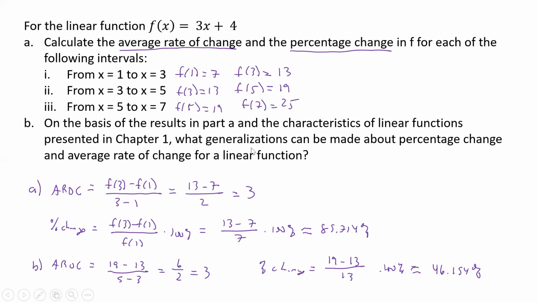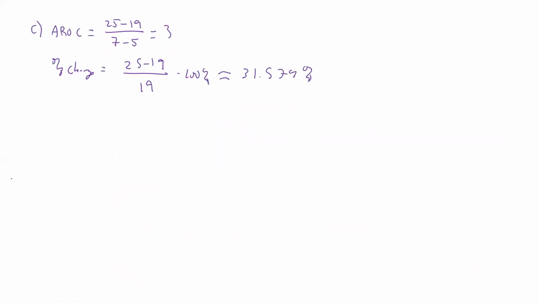Now it says, on the basis of the results in part A and the characteristics of linear functions presented in chapter 1, what generalizations can be made about percent change and average rate of change? So our equation is going to have some kind of line that looks like that. And so what can we say about this? Well, this is actually part B, so we'll say this is B here.